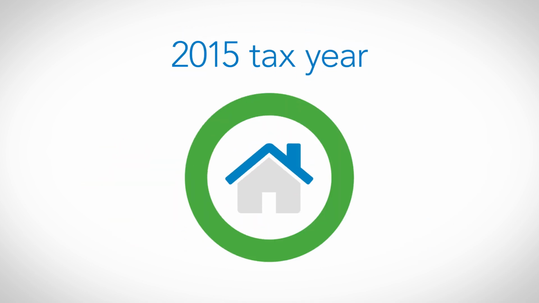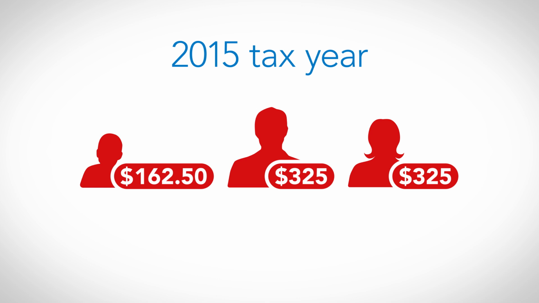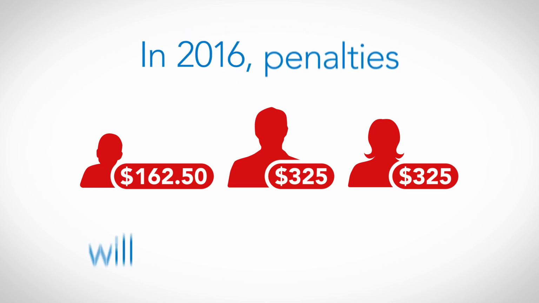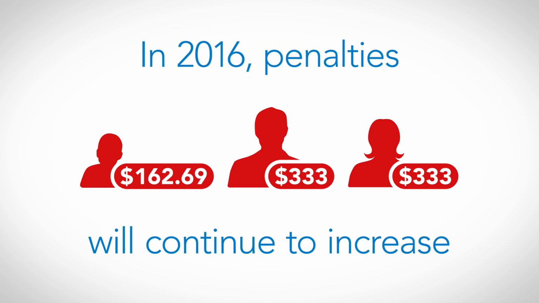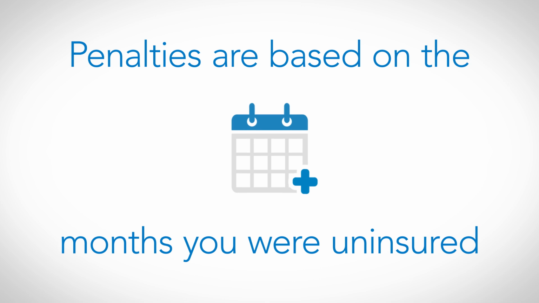In 2015, the amount increases to 2% of your household income or $325 per uninsured adult and $162.50 per uninsured child. In 2016, this amount increases again and adjusts for inflation every year after that. The penalty amount is also based on the number of months you or your dependents were uninsured.